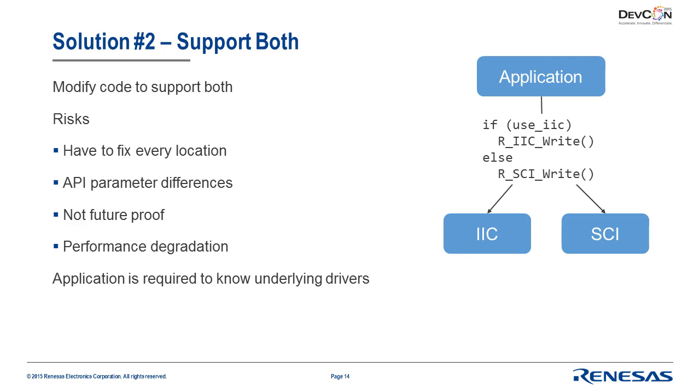There could be API parameter differences, just like I said on the last slide. So you have to make sure that you have all the information there for both APIs. And it's not future-proof. What if down the line you decide to use another peripheral, or we have a new API that has more features you want to put in? That means you have to go back and modify every location again.